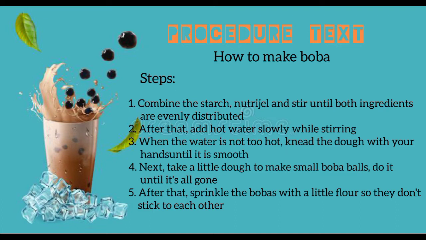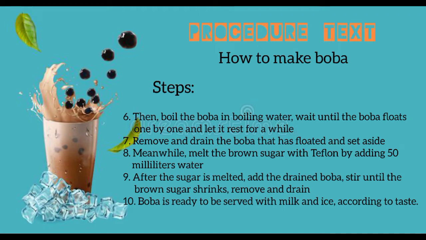5. After that, sprinkle the bobas with a little flour so they don't stick to each other. 6. Then, boil the boba in boiling water. Wait until the boba floats one by one and let it rest for a while. 7. Remove and drain the boba that has floated and set aside. 8. Meanwhile, melt the brown sugar with Teflon by adding 50 milliliters of water.